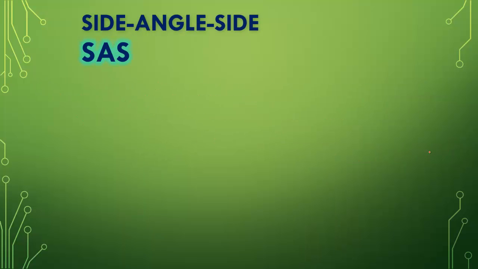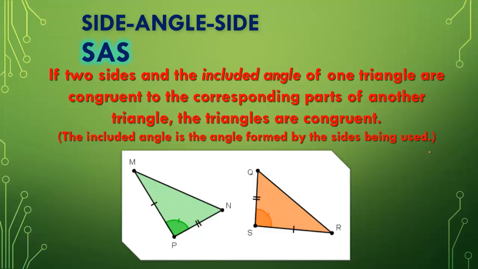Okay, another way is side angle side. And that's basically if 2 sides and the included angle of one triangle are congruent to the corresponding parts of the other triangle. Okay, included angle is basically you've got the 2 sides that are congruent, so the angle that is in between them, or where those 2 sides meet or intersect. So you can see I've got a side here and a side here, and the angle's right in between them.